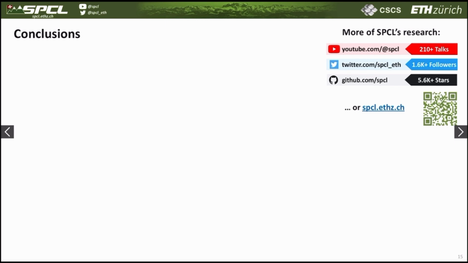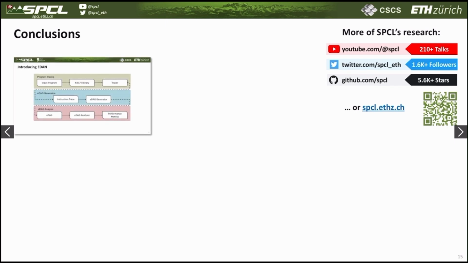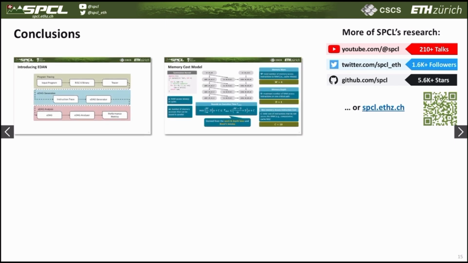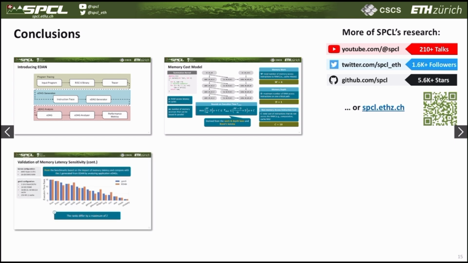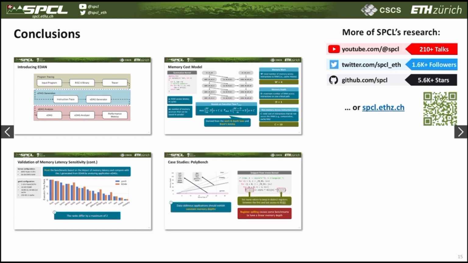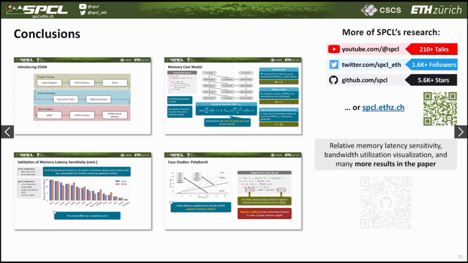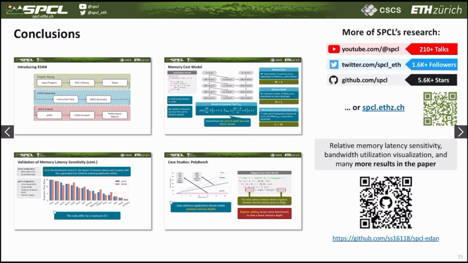And with that, let me conclude. So I presented you the EDAN toolchain, and I showed you that it's almost as exact as Gem 5 in doing this ranking of memory latency sensitivity and how it does it. And I showed you some examples of what you can do with that information. And of course, if you want to use this toolchain, this is fully open source, and you can download it from GitHub, and we hope you do so.